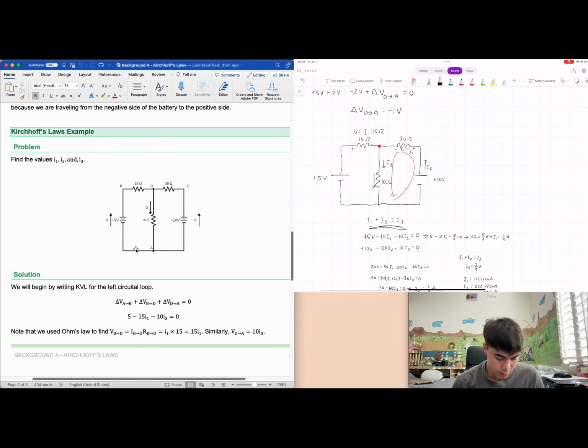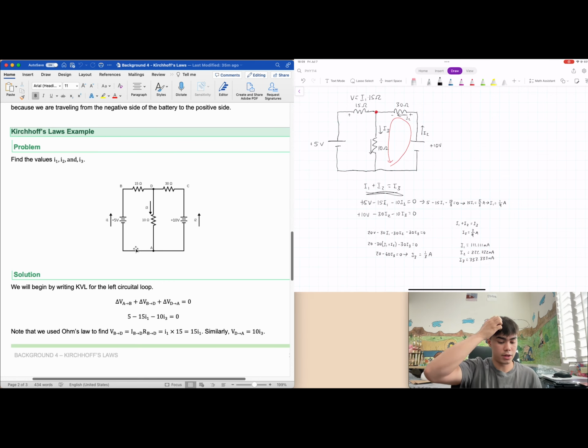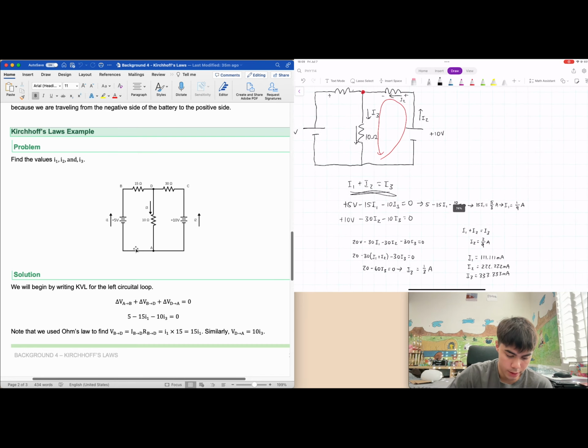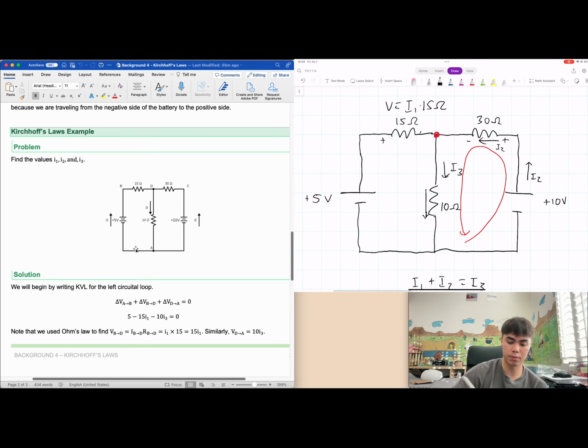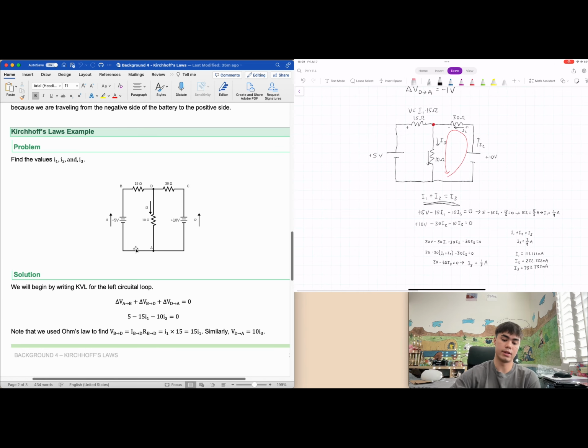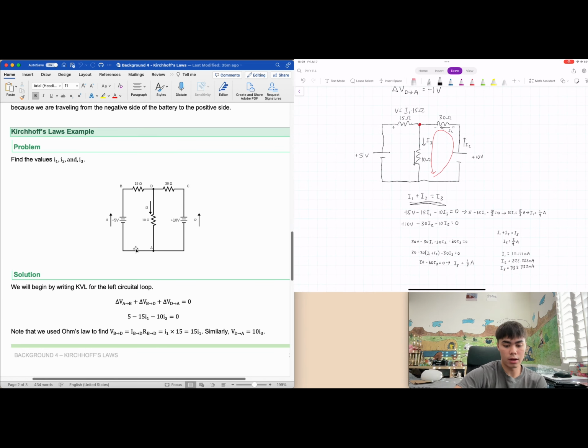It was a pain in the butt solving the systems of equations, and also going through Kirchhoff's voltage law can be a little bit tricky, but with practice and being careful, it is not too difficult. Hopefully that helps and makes sense.